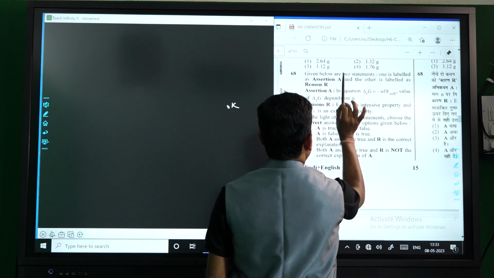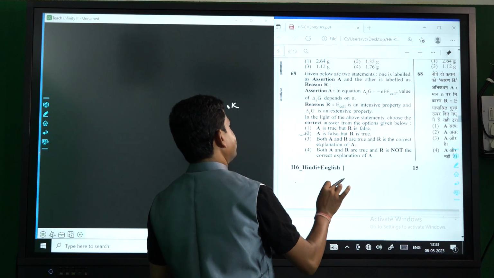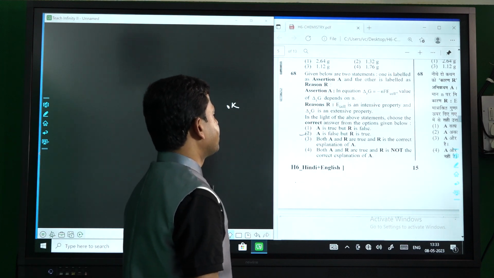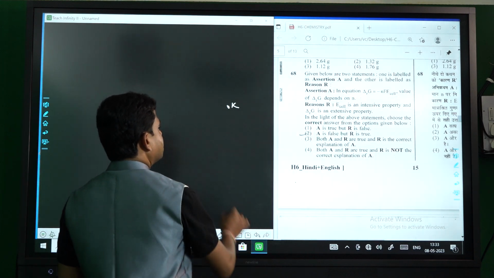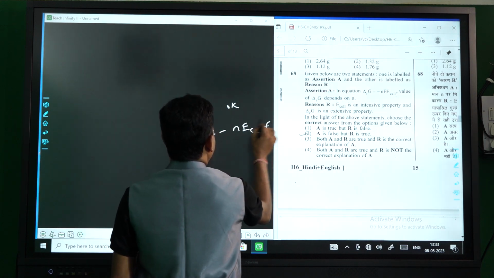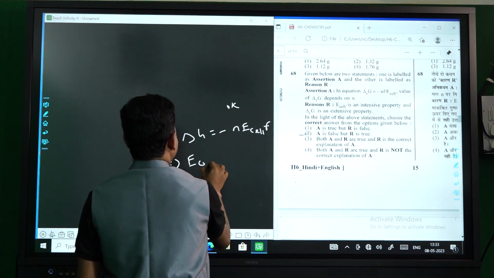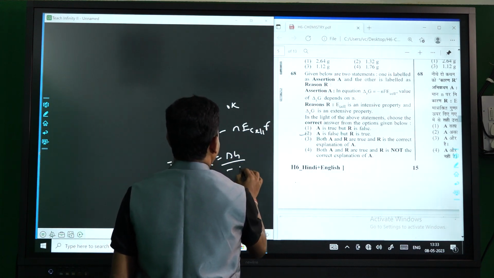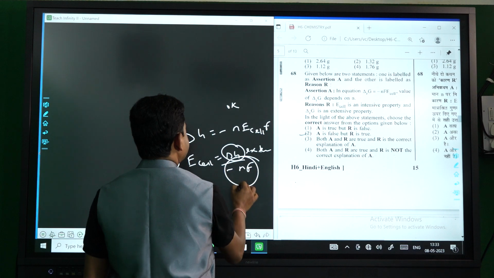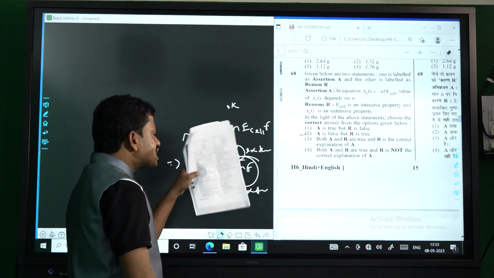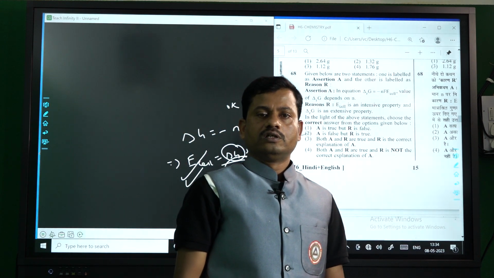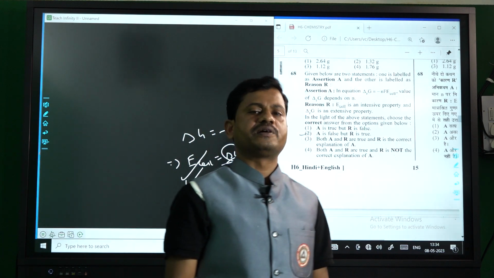So n represents the number of electrons, F the Faraday, and E the potential. And according to your statement, delta G depends on n. Yes, that statement is correct. And E cell is an intensive property and delta G is an extensive property. Dear students, delta G equals minus n E cell F, so E cell equals delta G upon minus nF. Delta G is an extensive property, nF is also an extensive property. The ratio between two extensive properties, you will get what? Intensive property. So that question comes from thermodynamics.